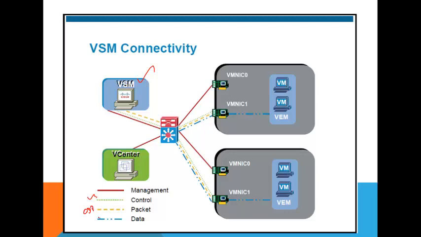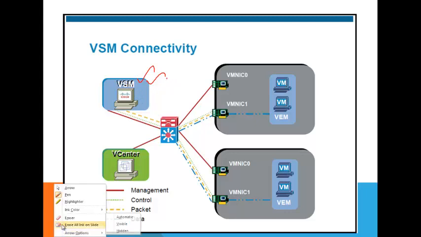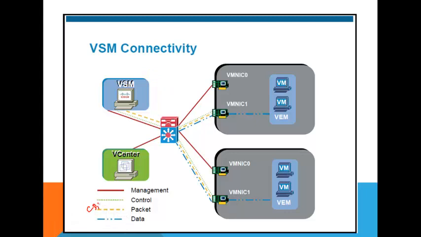When a CDP comes, only the VSM can talk to that CDP neighbor, not the VEMs. So it is the VSM which talks to the VEM about that CDP. So packet is CDP, and control is the management traffic. It's the control and management from the 1000V, not the global management. Global management is through vCenter. Data traffic is nothing but the traffic that is running between VMs.